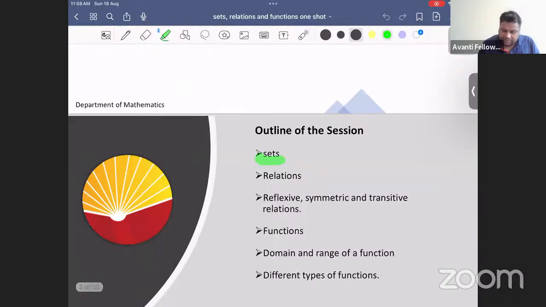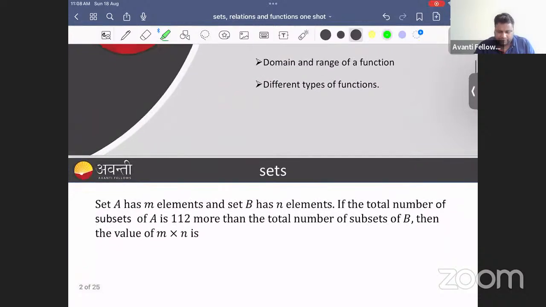See, sets, you guys are aware of everything. What is a set? It's a well-defined collection of distinct objects. All right. What is the set builder form? What is the roster form? How many subsets does a set have? And these things. All right. So now I will start with this question.